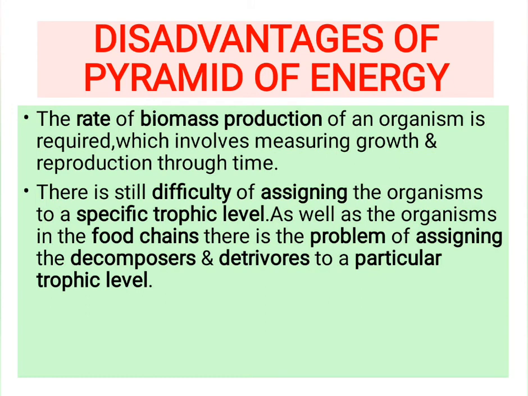There are a few disadvantages of the pyramid of energy. The rate of biomass production of an organism is required, which involves measuring growth and reproduction through time. There is still the difficulty of assigning the organisms to a specific trophic level, as well as the organisms in the food chains. There is the problem of assigning the decomposers and detritivores to a particular trophic level.